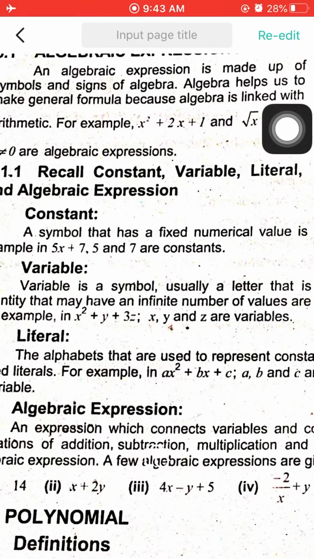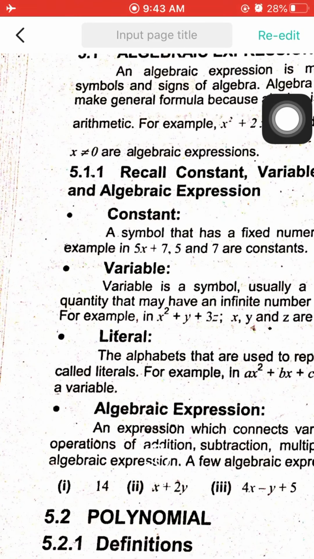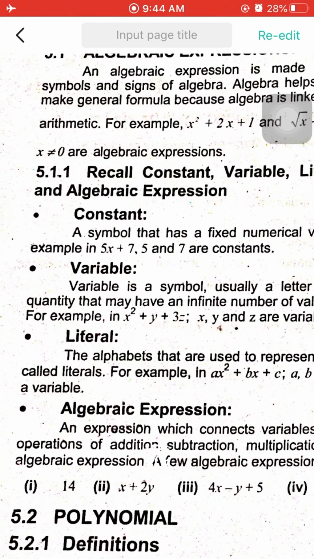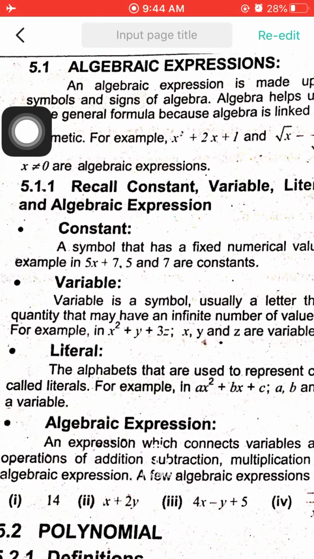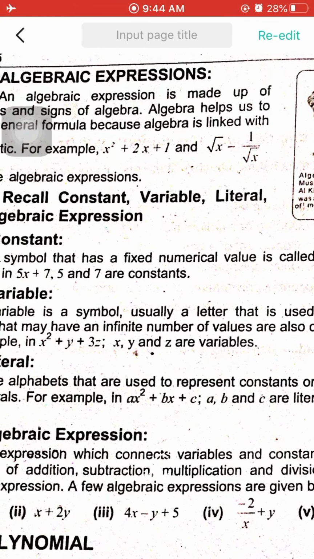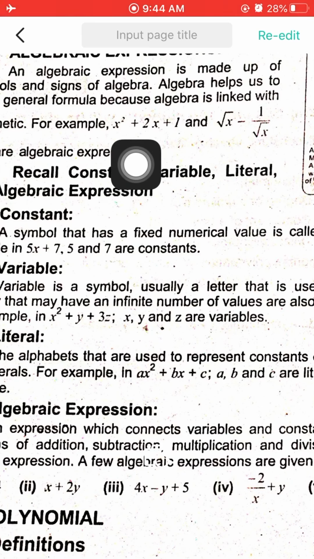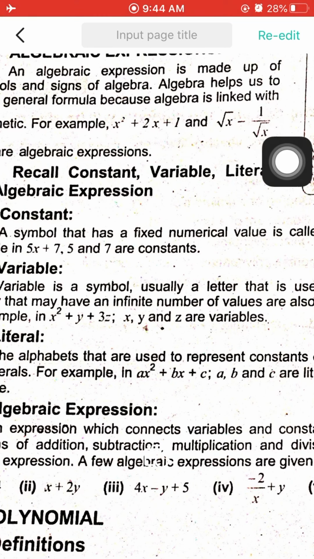An algebraic expression is made up of symbols and signs of algebra. I revise. An algebraic expression is made up of symbols and signs of algebra. That's the definition of algebraic expression. For example, x square plus 2x plus 1 is an algebraic expression. Square root of x minus 1 over square root of x is another example of an algebraic expression.